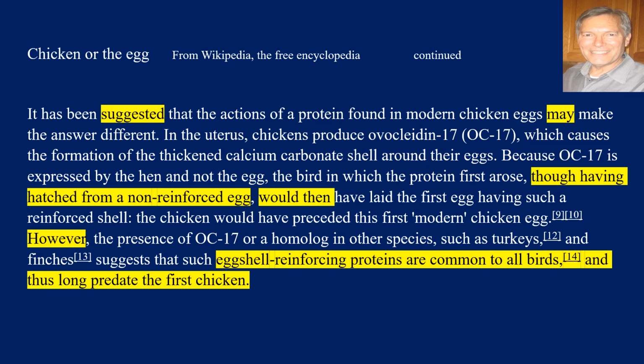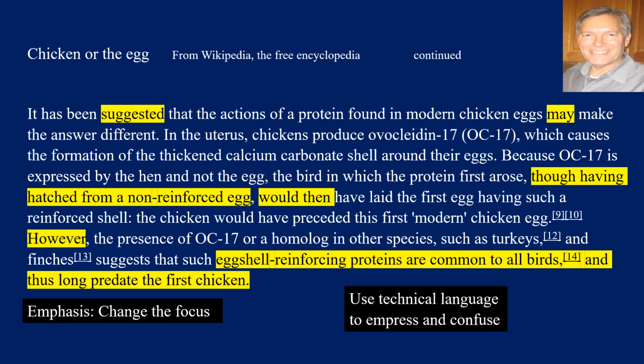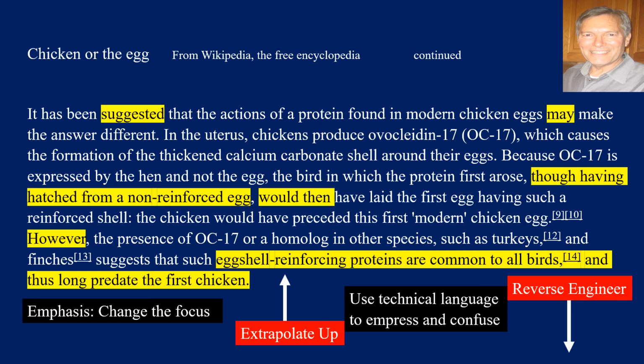So continuing. It has been suggested that the actions of the protein found in the modern chicken egg may make the answer different. In the uterus, chickens produce OC17, which causes the formation of the thickened calcium carbonate shell around their eggs. Because OC17 is expressed by the hen and not the egg, the bird in which the protein first arose, though having hatched from the non-reinforced egg, would then have laid the first egg having such a reinforced shell. The chicken would have preceded this first modern chicken egg.